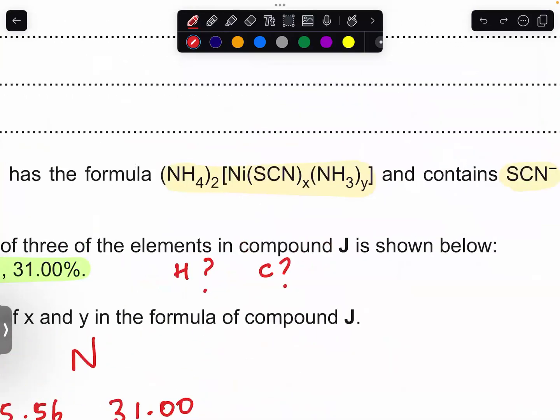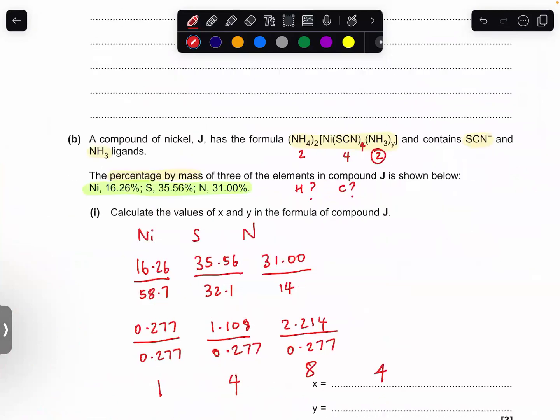So there's 8 nitrogen. There's 2 over here. We've just established X is 4. So there's 4 nitrogen here. There's 8 in total. That means there must be 2 nitrogens in here. So that means Y is therefore equal to 2. Let's check the mark scheme on that. Yep, Y is 2, X is 4.